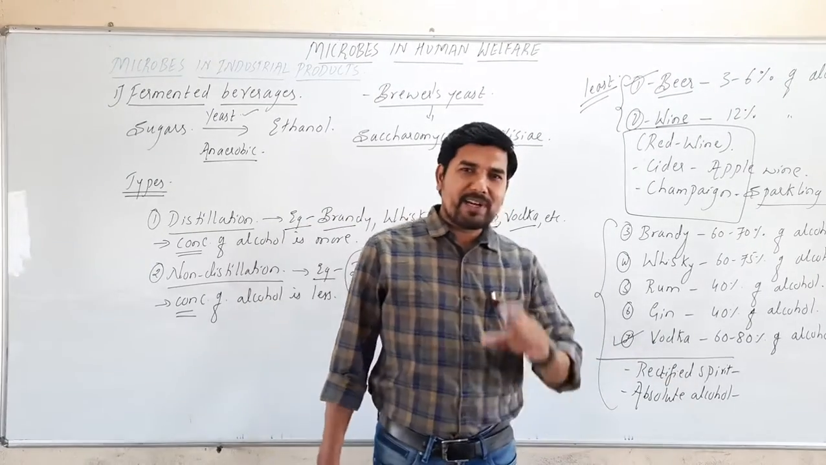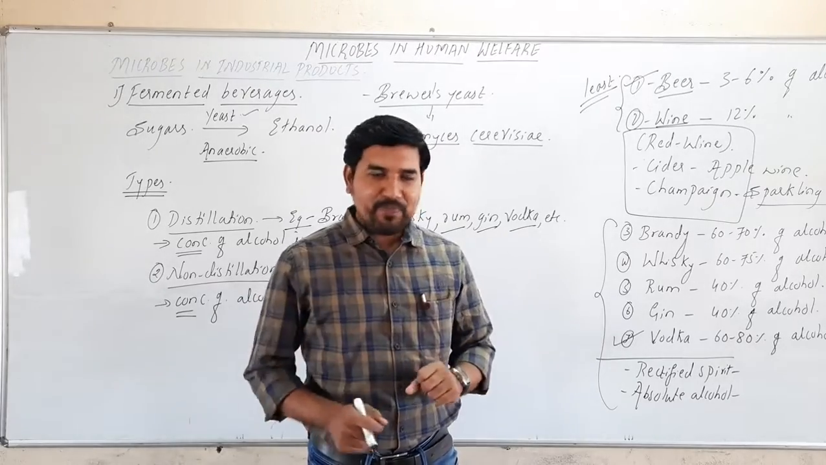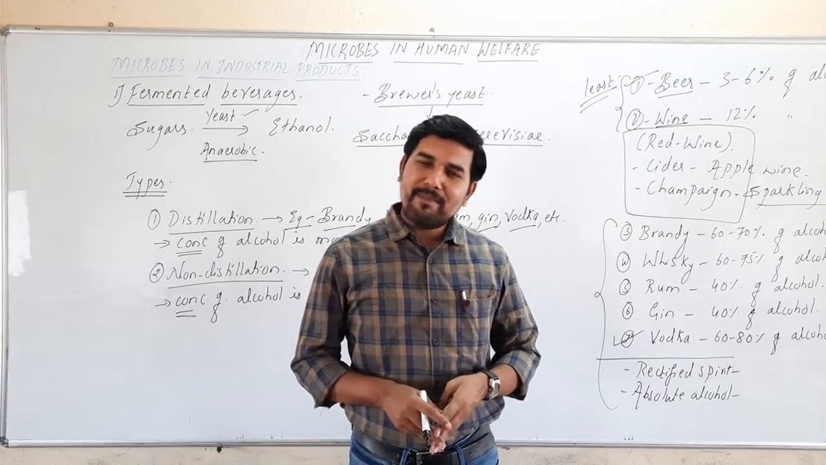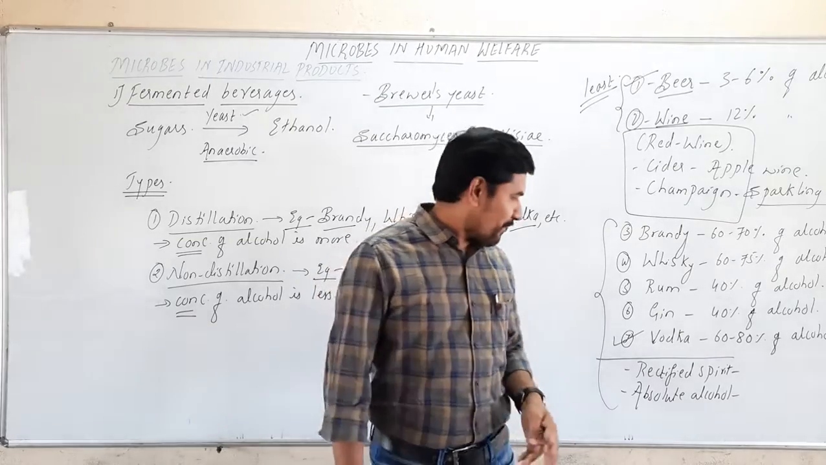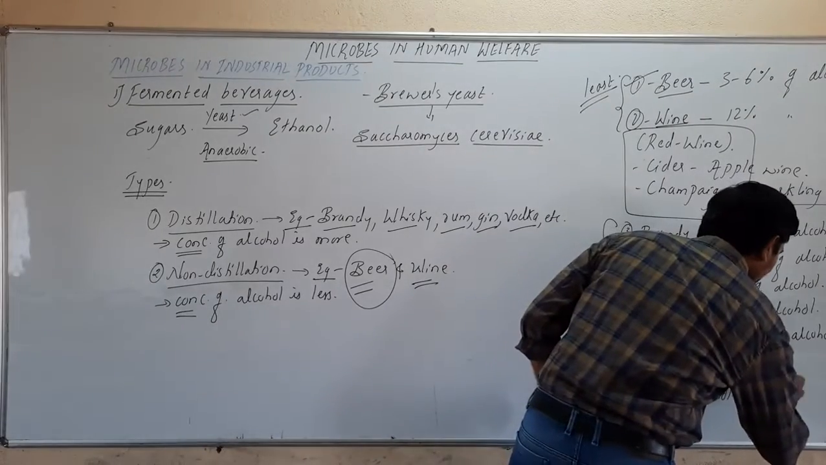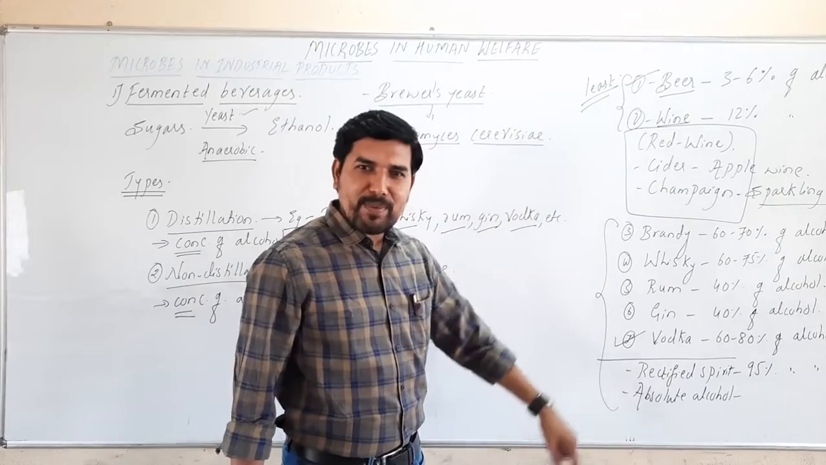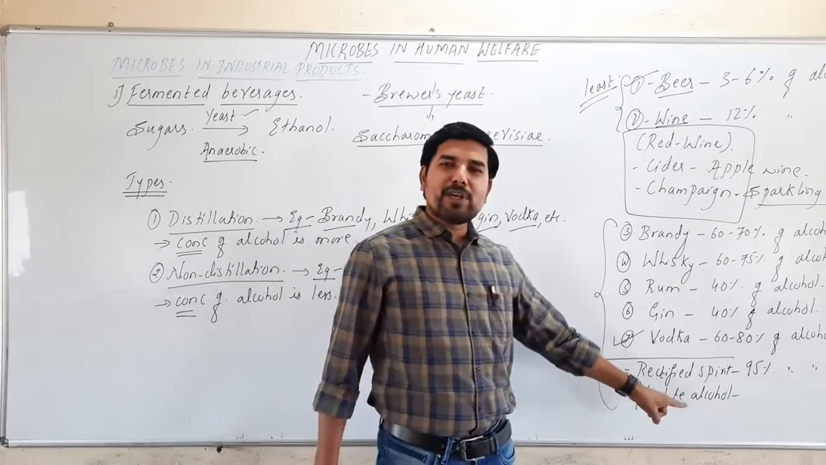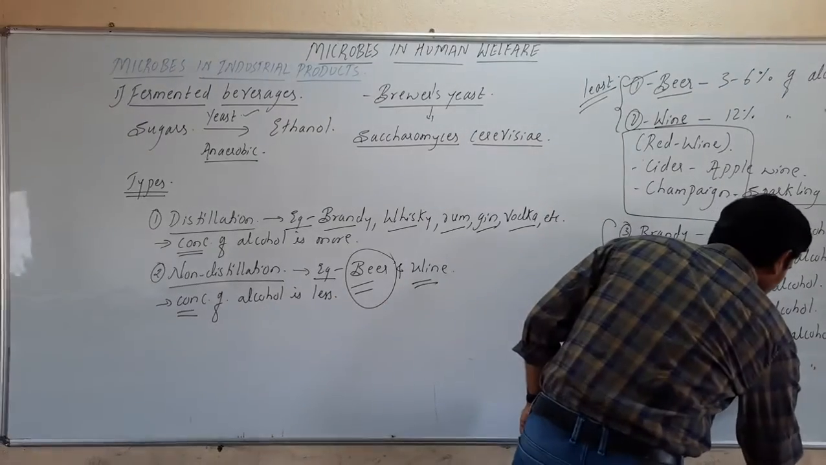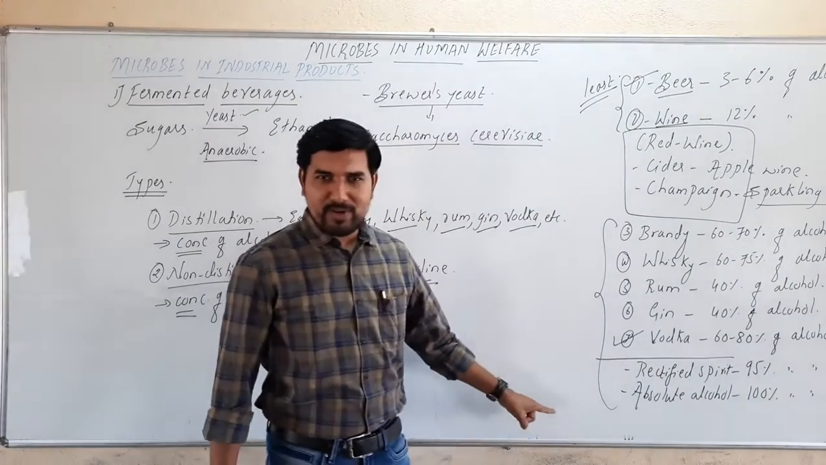Rectified spirit is also used in spirit lamps for the purpose of burning. We already know ethanol is also used in petroleum products. Now rectified spirit contains 95% alcohol. Absolute alcohol is 100% alcohol, highly concentrated alcohol, absolute spirit.